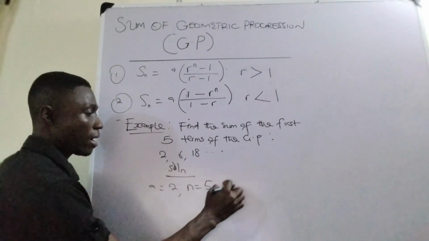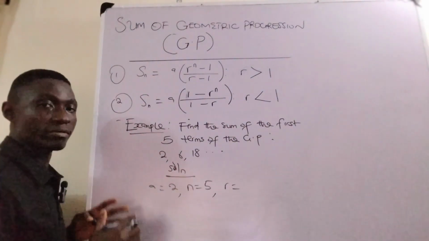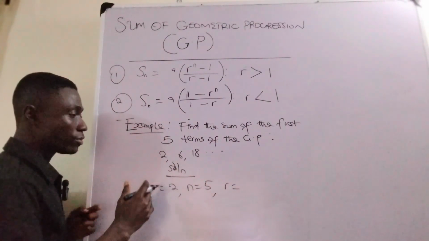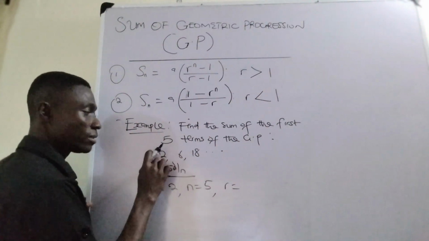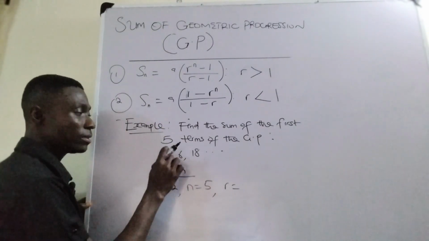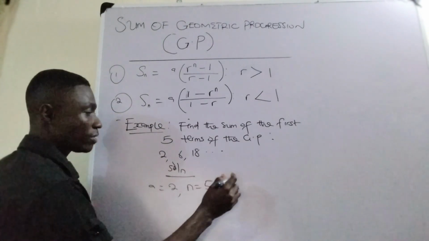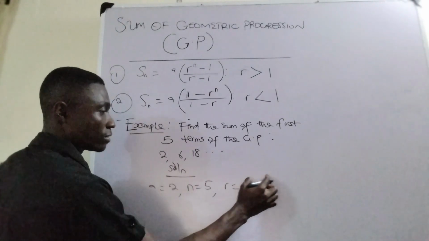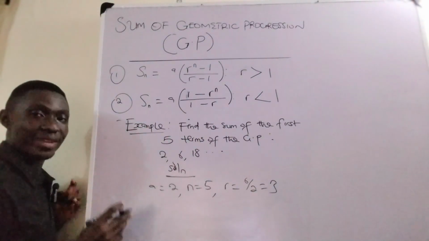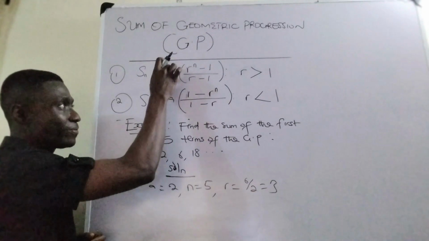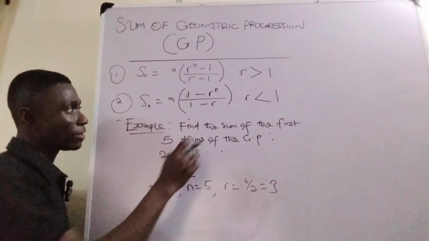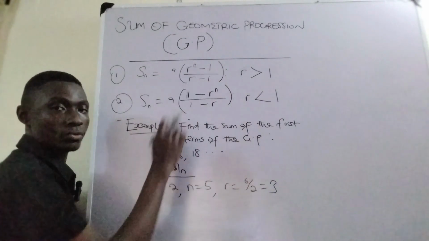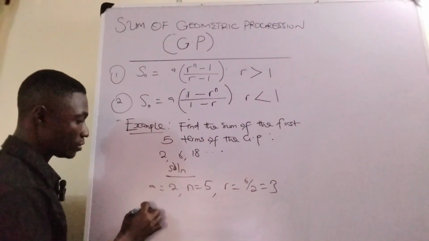And how about our r, which is actually a determinant factor in this case of which of the two formulas should be used. So let's see now, 6 divided by 2 or 18 divided by 6 will give us the same answer. So let's say 6 over 2, that gives us 3. So we can clearly see that it fits into the first one. Why? Because r, the common ratio, is greater than 1. So we go ahead to use the first formula.